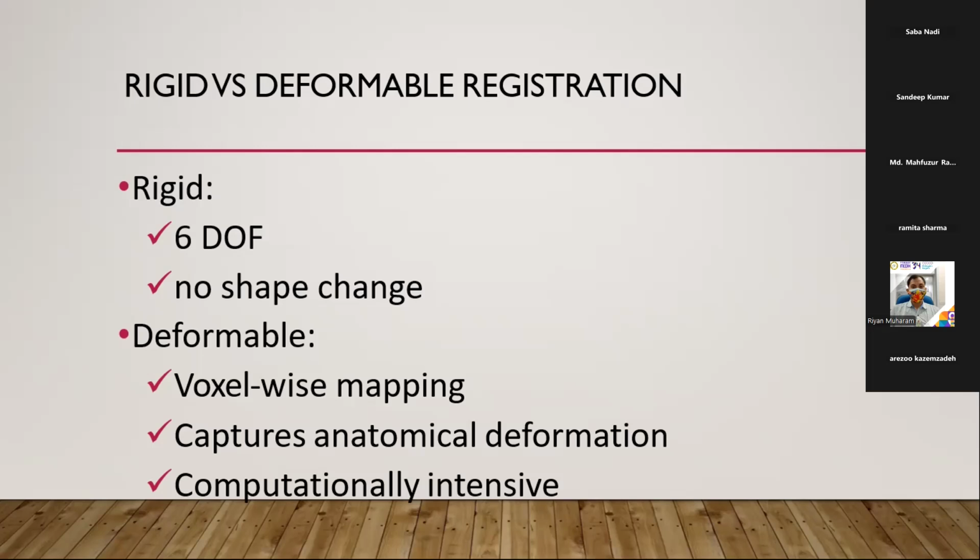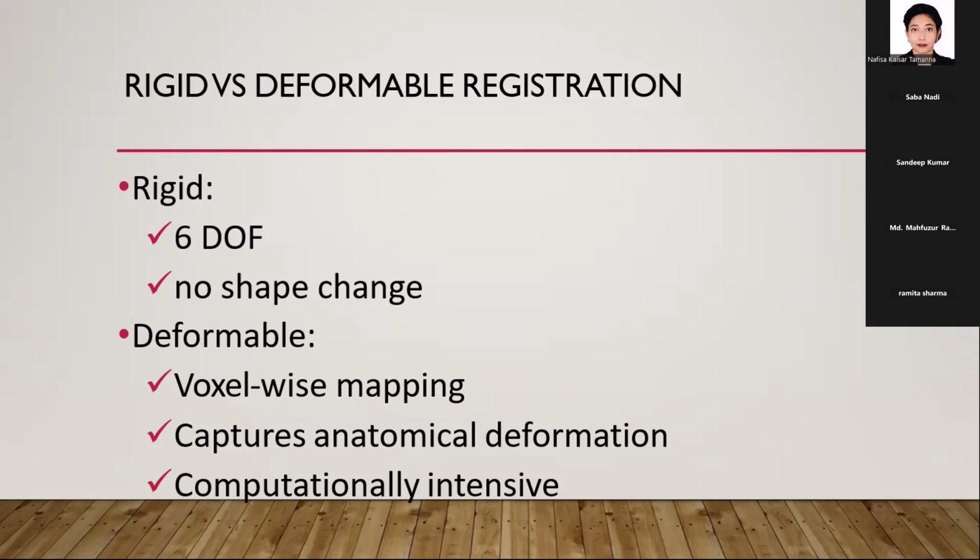Based on the case, the clinician can choose what kind of registration they want. If they are struggling a lot, it is better to go for deformable registration. And if the case is not complicated enough, they can directly go for the rigid one. The rigid has 6 degrees of freedom with no shape change facility.